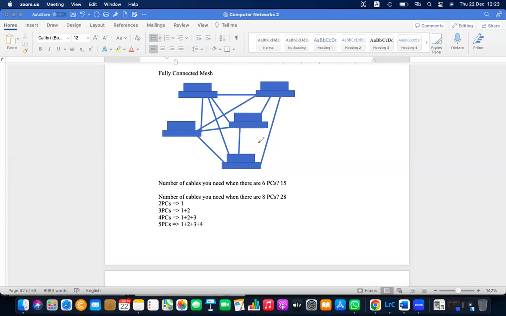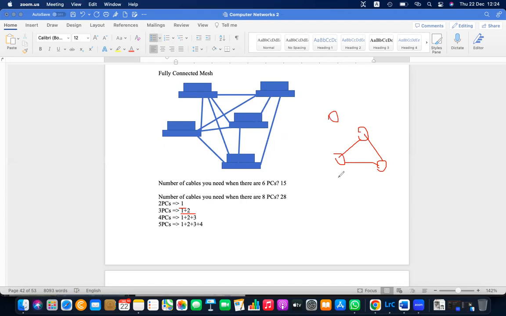When at least one line is missing in this network, it is called a partially connected mesh. Fully connected mesh means each and every computer gets an independent connection. But in a partially connected mesh, one or two or a few lines are missing. When there is one PC, it's not a network. When there are two PCs, there is one line. When there are three PCs, 1 plus 2, there will be 3 lines.